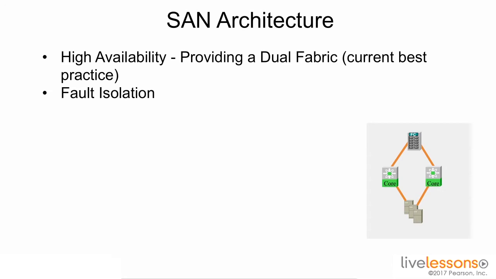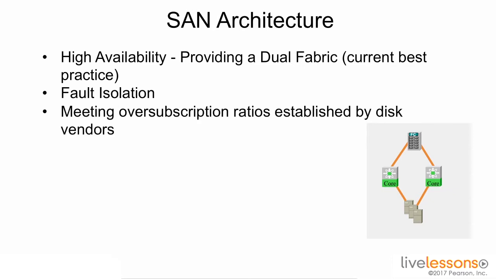If we have an event in the fabric, we want to make sure that that event affects as small a number of hosts or storage arrays as possible. Oversubscription is also something that we deal with. It's not often that we have unlimited bandwidth, so we need to make sure that our oversubscription ratios are meeting what our vendors define for our different storage arrays.